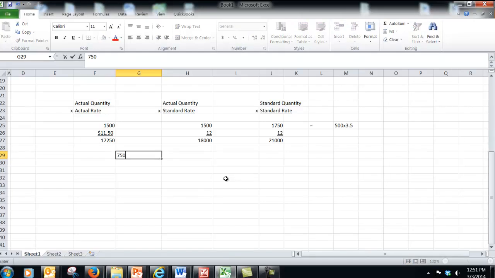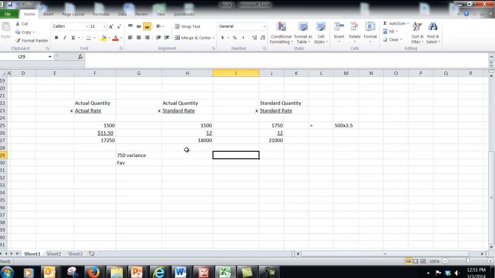and we have a $750 variance. And this one is going to be favorable. That means that we were less than the budgeted amount here, right? So actual times actual is smaller than actual times standard. So when we're dealing with stuff like this, less cost is better. When we're dealing with revenue, more revenue is better.